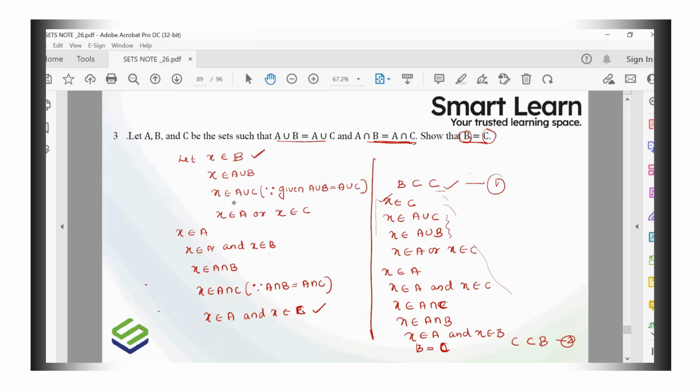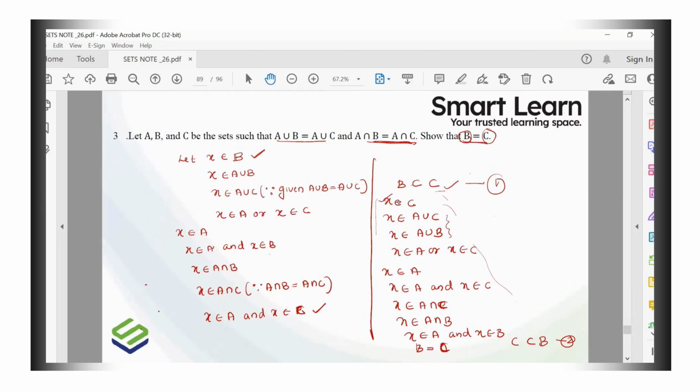That means X is an element of A or X is an element of C. Taking X is an element of A, and here we already have X is an element of B, that means X is an element of A intersection B. A intersection B is equal to A intersection C. So X is an element of A and X is an element of C. So what can we say from this? B is a subset of C.